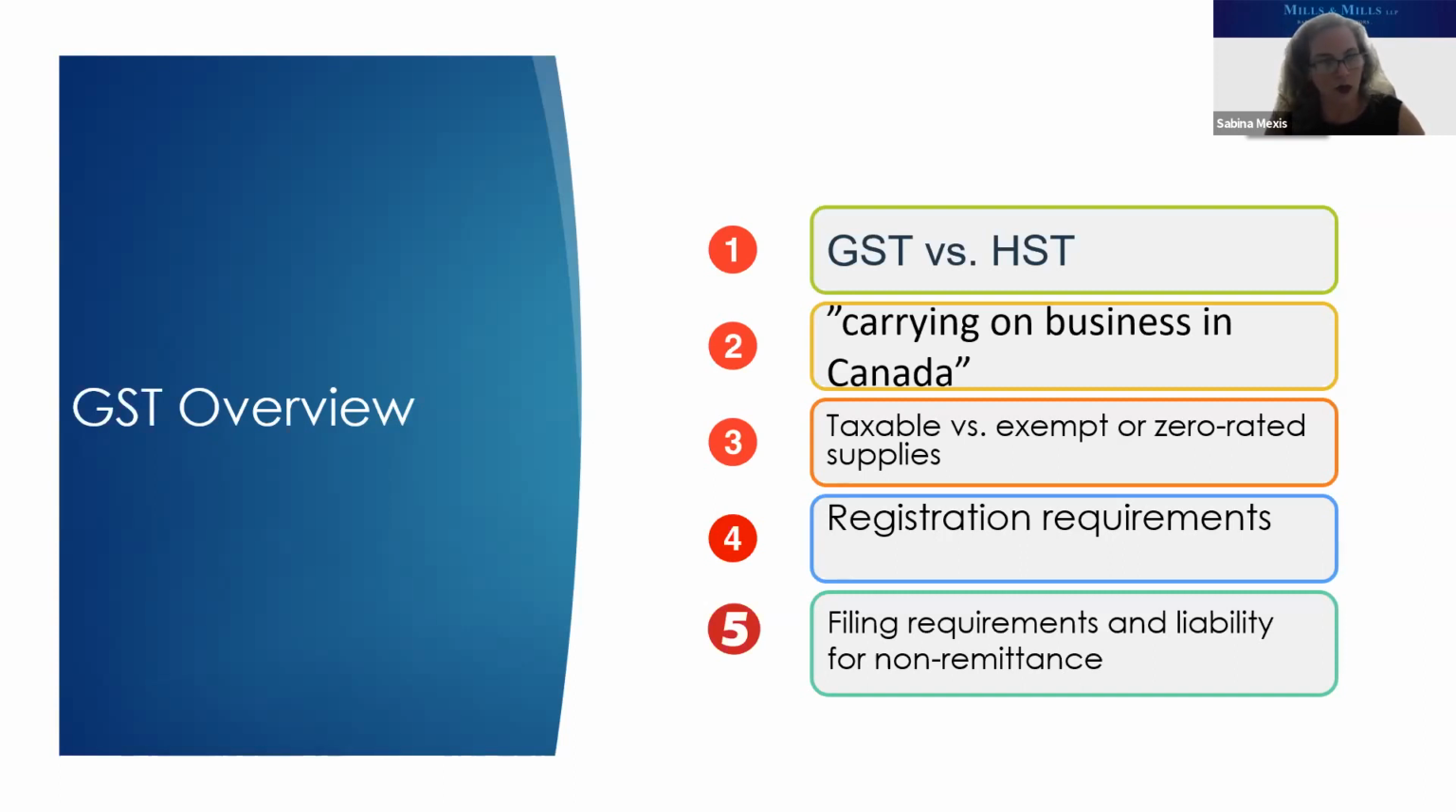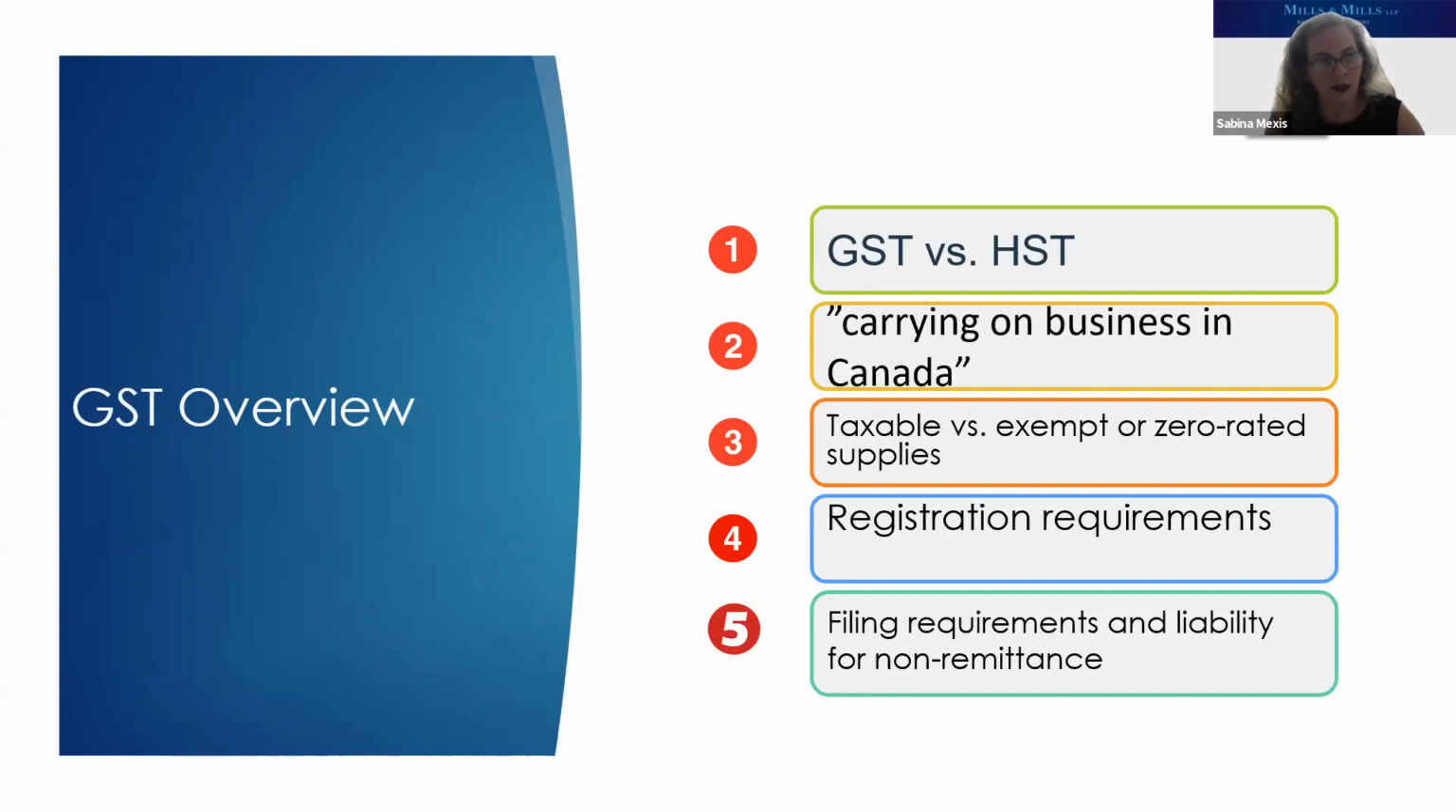Then there are certain supplies that are taxable, but at a rate of 0%. This means that you do not charge GST on these supplies, but you are able to claim an input tax credit for the GST paid on property and services acquired to provide these supplies. Examples of zero-rated supplies include basic groceries, certain agricultural products such as wheat, grain, raw wool, and dried tobacco leaves. Prescription drugs and drug dispensing services are zero-rated.